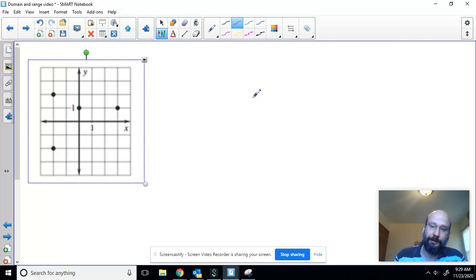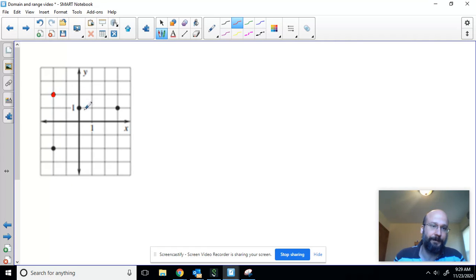So we're going to start with a graph, and this should be review. We have these points here. I'm going to mark them in red. So we have these 4 points. So our domain, again, remember domain is our x. So we're going to find the x value for each of these points.